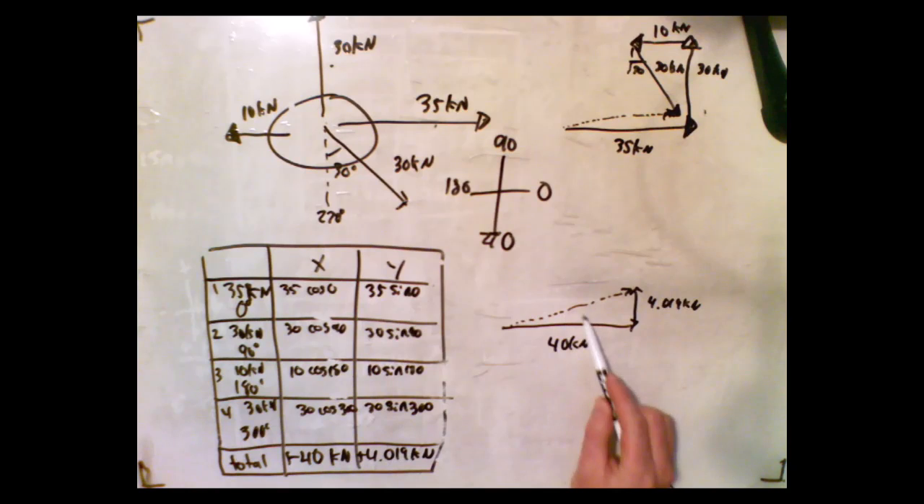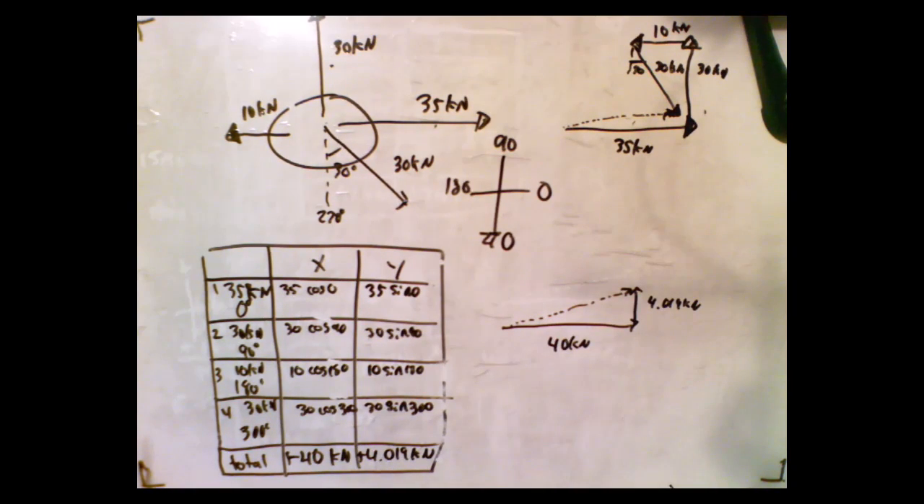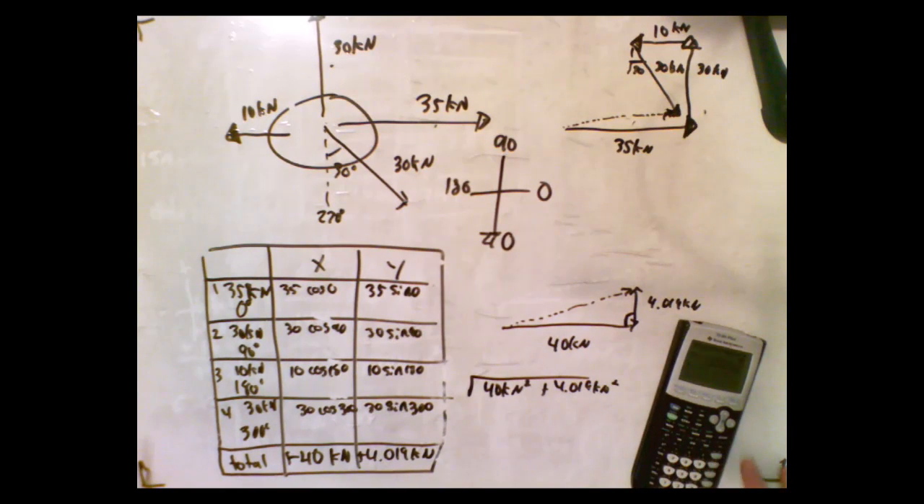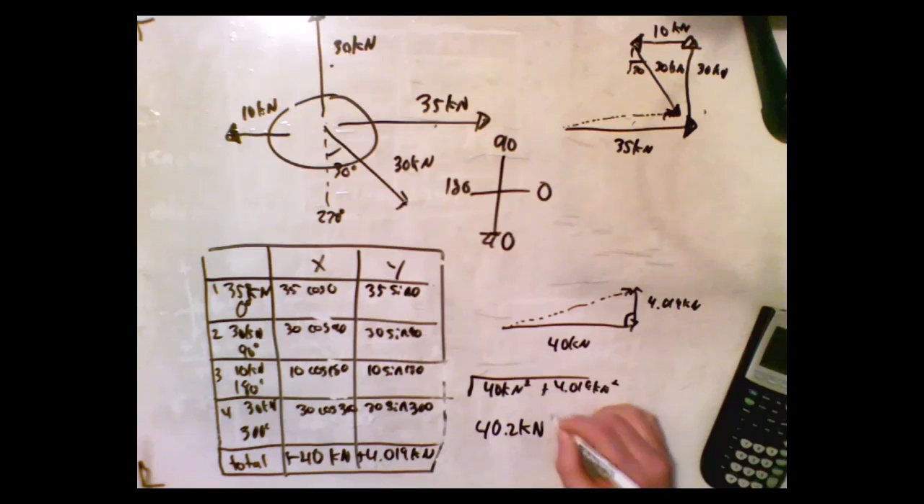And if we take a look at this drawing here, and our original drawing there, this is our net force, this is our net force. It looks the same, but now it's a right angle triangle, so we can use Pythagoras and tan inverse. So we have 40 kilonewtons squared plus 4.019 kilonewtons squared, and we square root it. So I'll just grab them, 40 squared plus 4.019 squared, and I'll square root my answer. And I end up getting 40.2 kilonewtons.